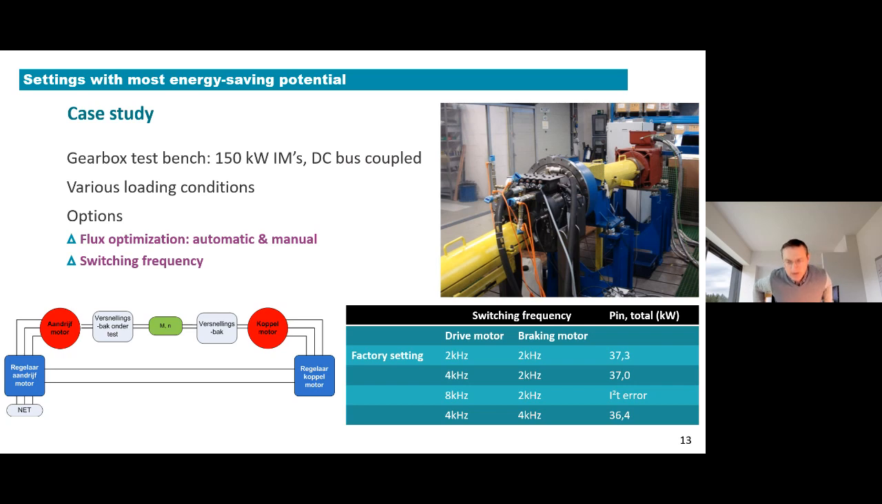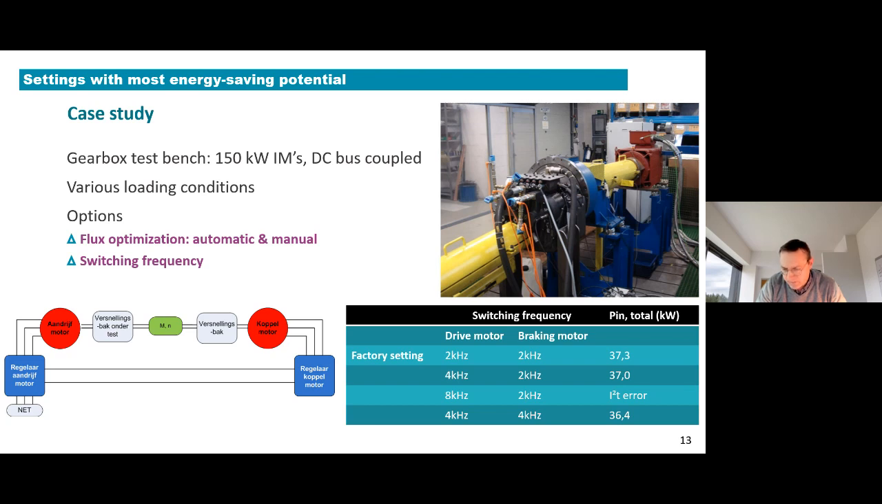You see a table at the bottom of the figure. When we started the measurements, we saw that the factory setting of those switching frequencies was 2 kilohertz. And we measured a power loss of 37.3 kilowatt. So we gradually increased the switching frequency, and you see if one of them had a 4 kilohertz switching frequency, we had a little increase or reduction of the required energy.